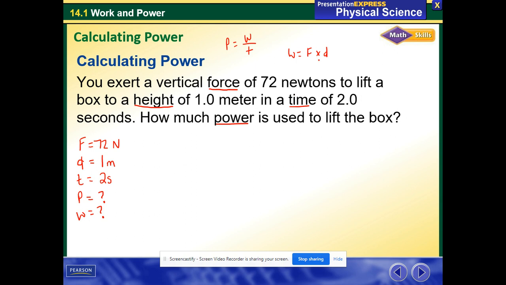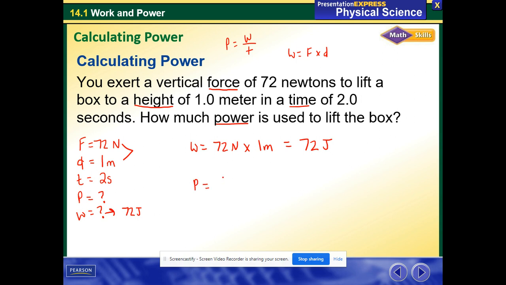So you can see, do I have those variables to solve? And you'll see right here, I have a force and a distance. So work will equal 72 newtons times 1 meter. And this will give me 72 joules of work. So now that I know work is 72 joules, I have enough to solve for power.